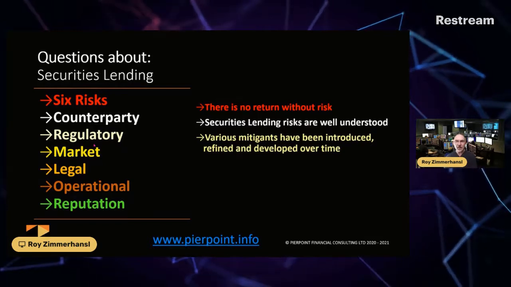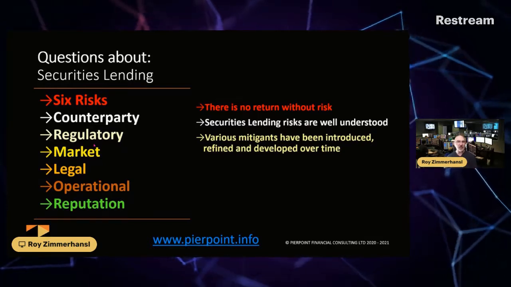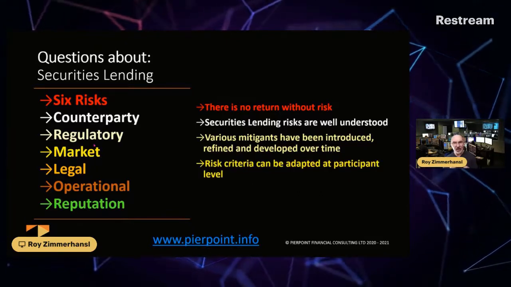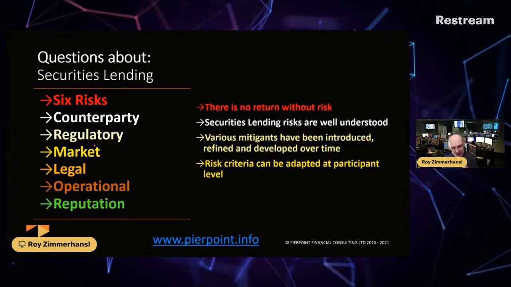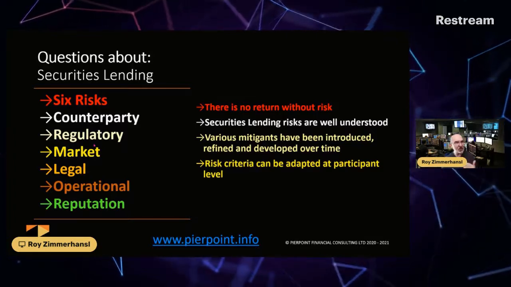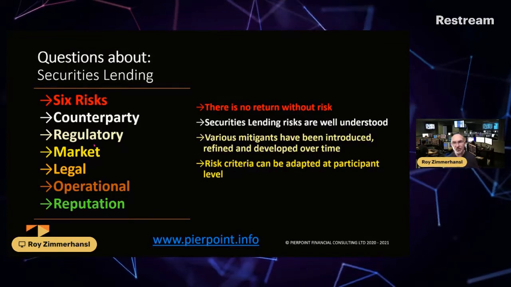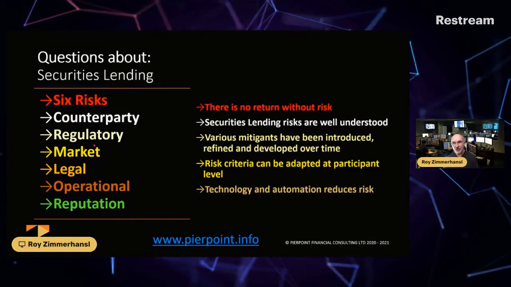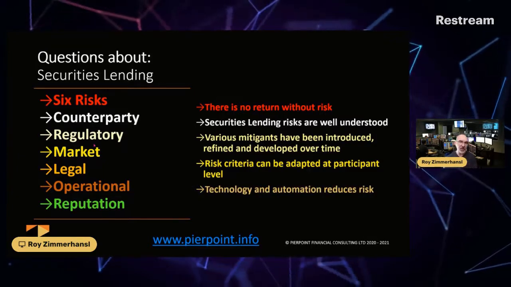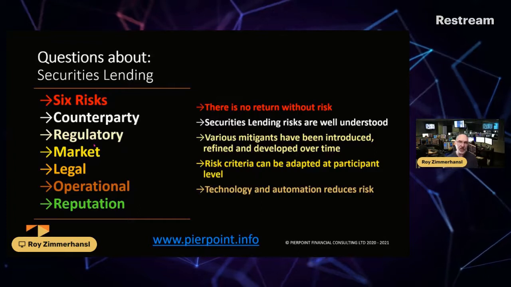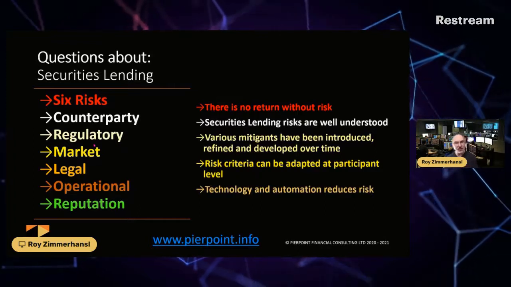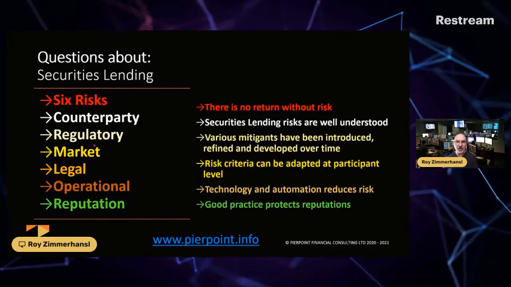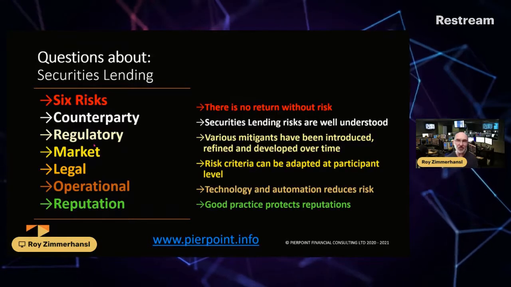There are mitigants, as I said, that have been introduced, refined, and developed over time, and these can be adapted and adjusted at the individual market participant level. So that's the important thing to remember. This isn't a one-size-fits-all business, and you shouldn't treat it that way, particularly with respect to risk. Technology and automation are key elements in reducing that risk and becoming more and more pervasive, and that's a really good thing. And then finally, good practice protects reputations.